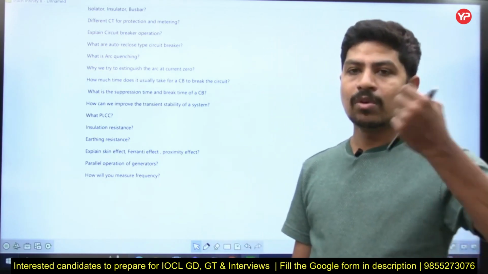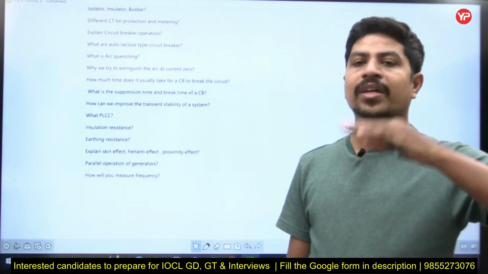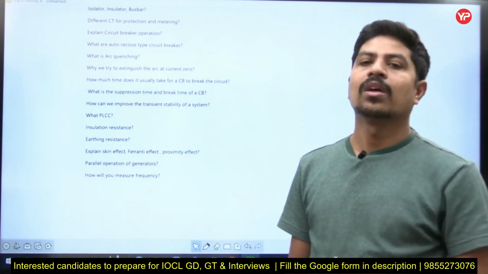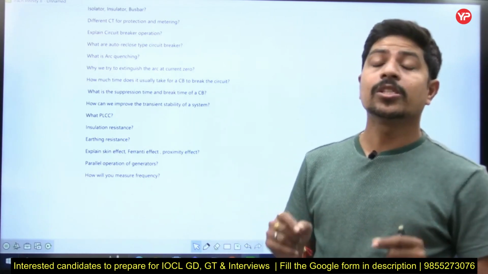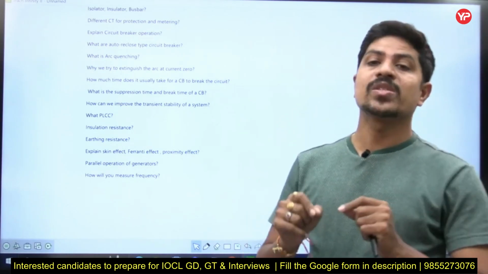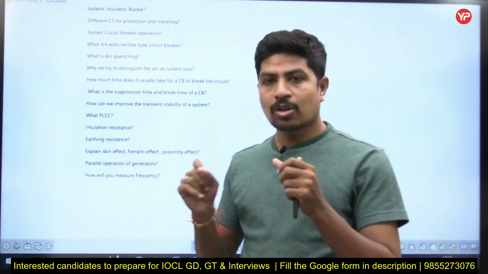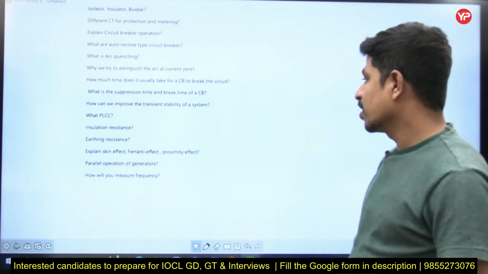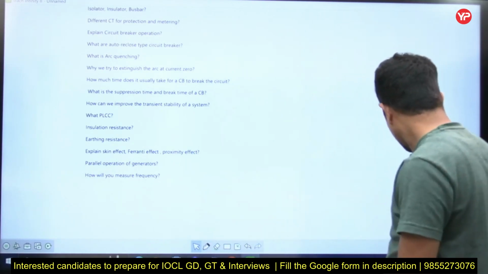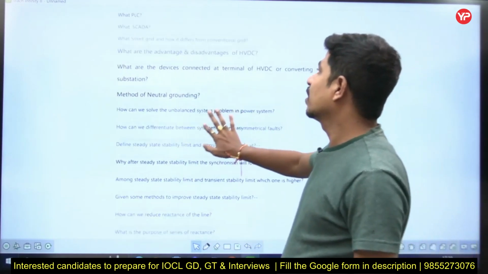See, there is one grid. To the grid, all generators and all loads are connected at a single point. So for that operation to be possible, there are certain conditions to be satisfied. What are those conditions? Next question is how will you measure frequency? So he is asking how to measure the frequency.